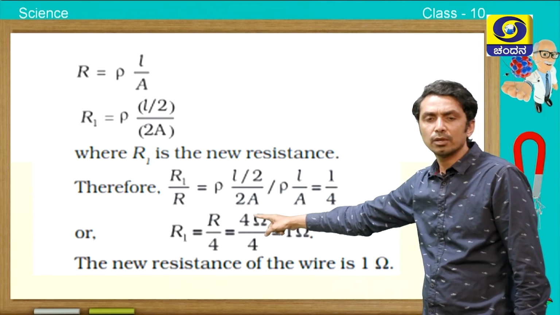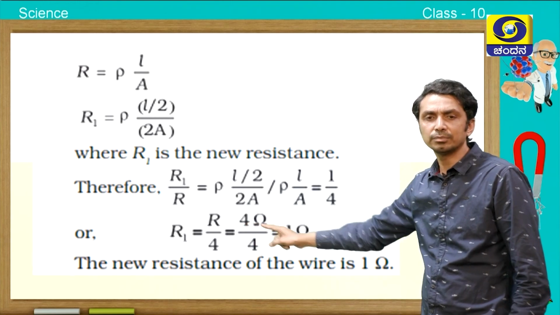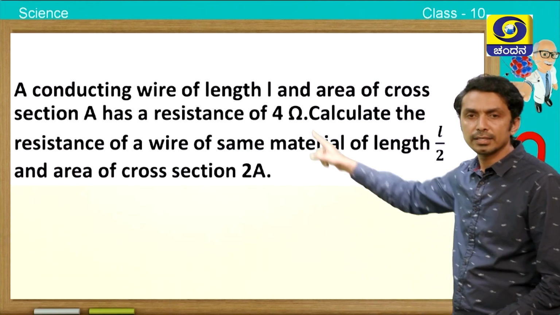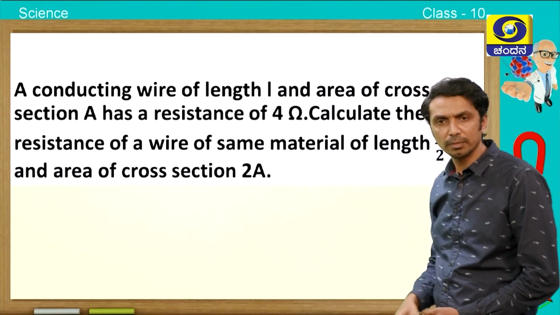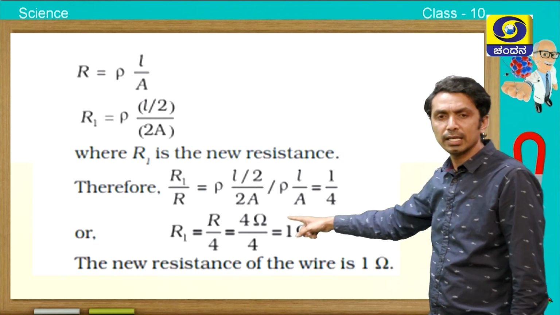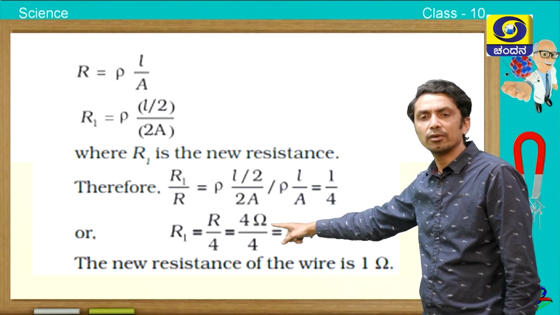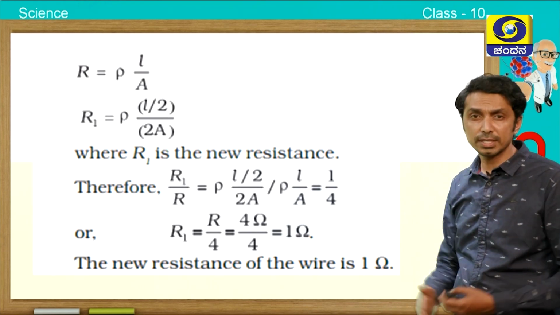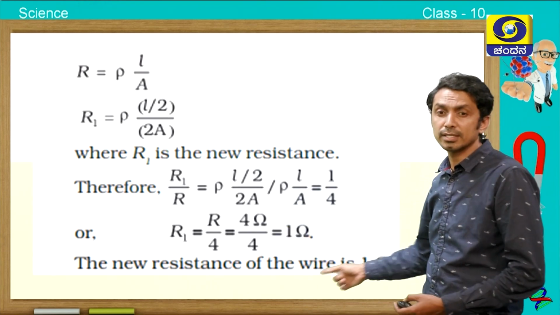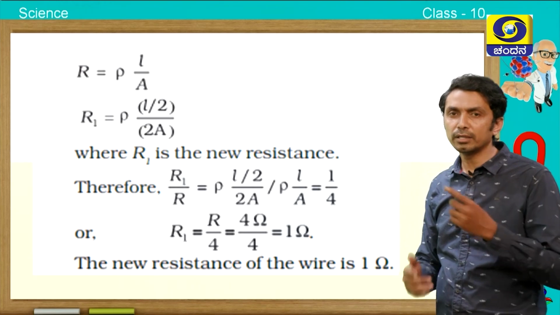So what is the value of R they had given? Yes, here as you can see, the earlier resistance, the value they had given was 4 ohm. So we are substituting the value of R as 4 ohms. So 4 by 4 is 1. 1 ohm is the new resistance. That means the new resistance of the wire is 1 ohm.